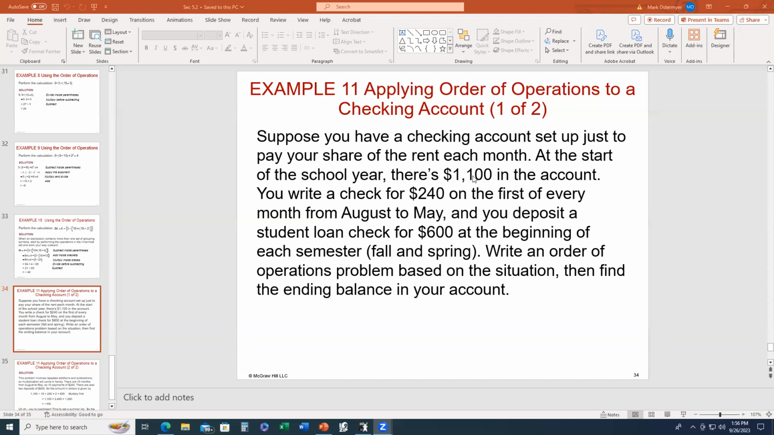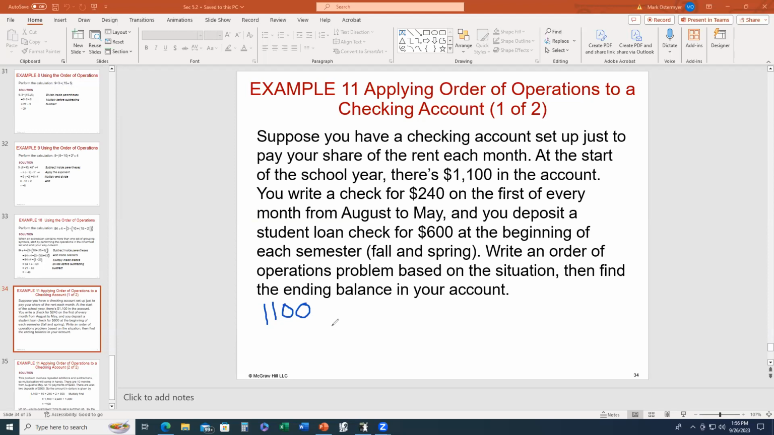Maybe the fact that we have $1,100 in our account, correct? I think so. Maybe start with that first. That's our starting balance. You write a check for $240 on the first of every month from August to May. How many months is that? August, September, October, November, December, January, February, March, April, May. 10 months. So I'm going to write 10 checks, one at the beginning of each month from August through May, for $240.